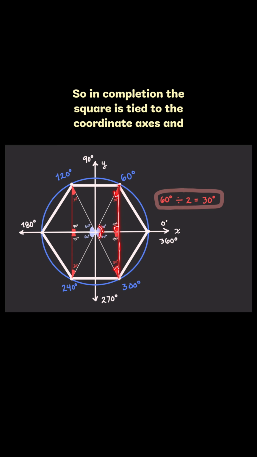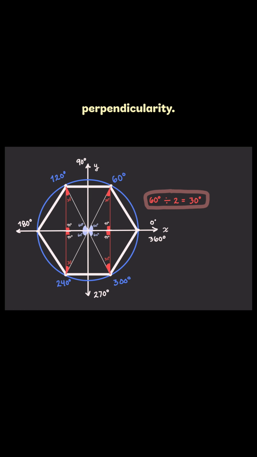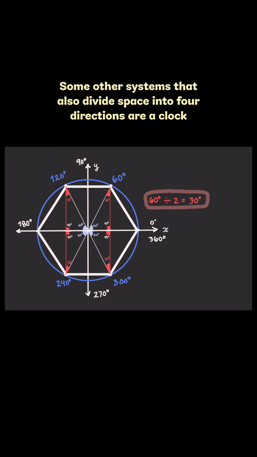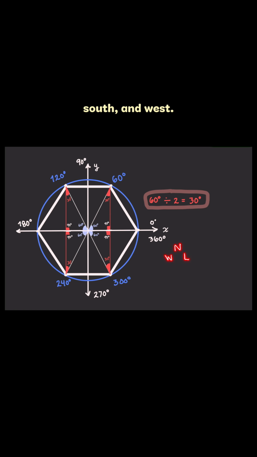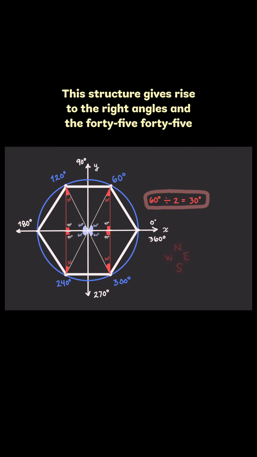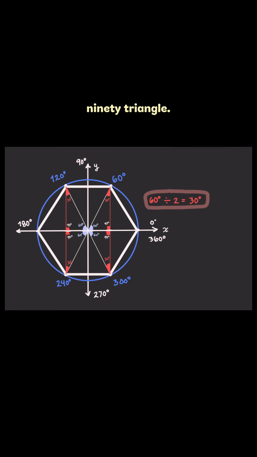So, in conclusion, the square is tied to the coordinate axis and perpendicularity. Some other systems that also divide space into 4 directions are a clock with 12, 3, 6, and 9, or the cardinal directions north, east, south, and west. This structure gives rise to the right angles and the 45-45-90 triangle.